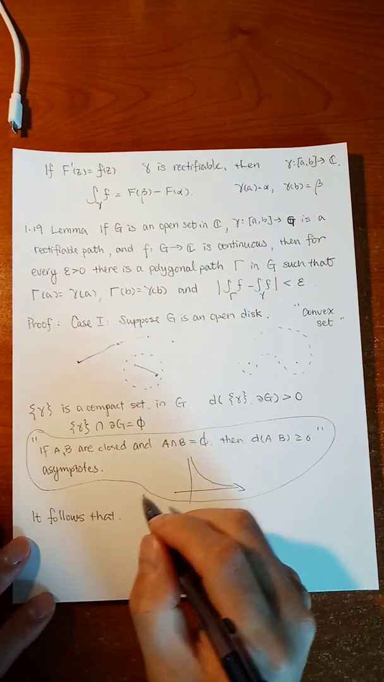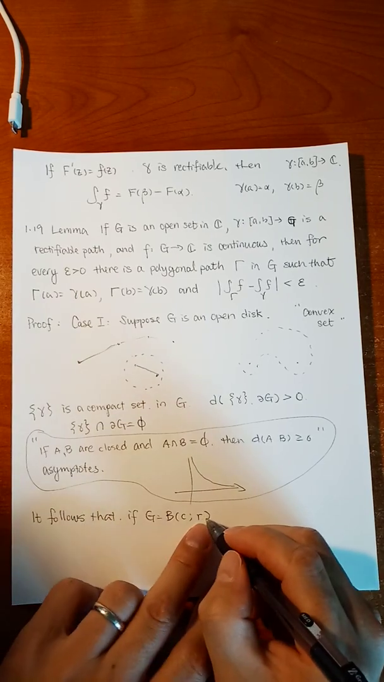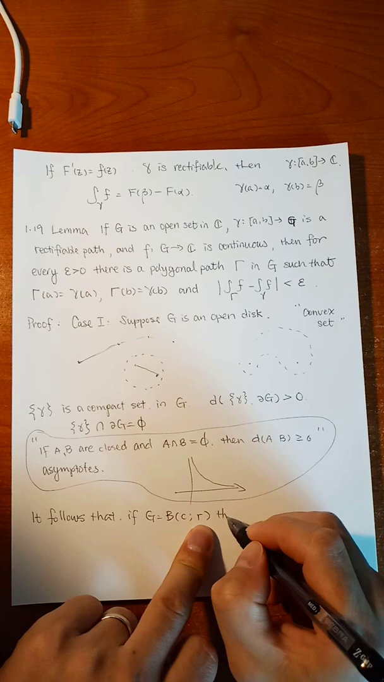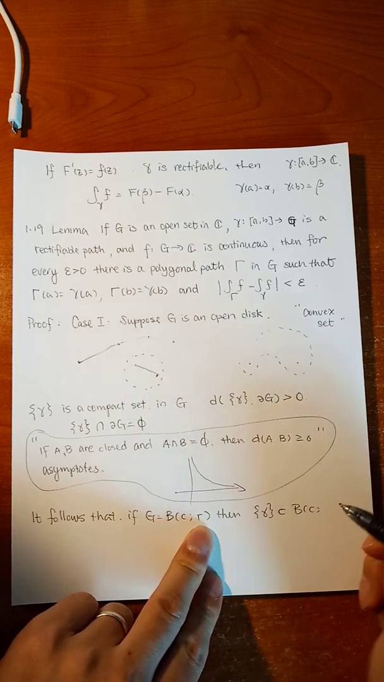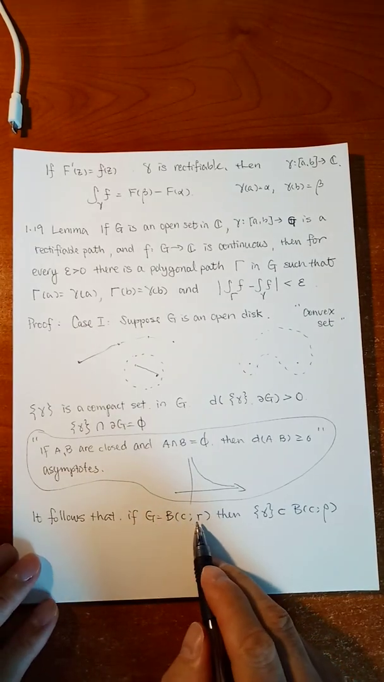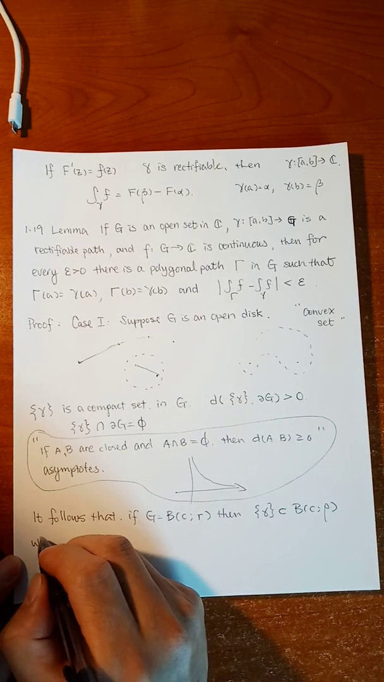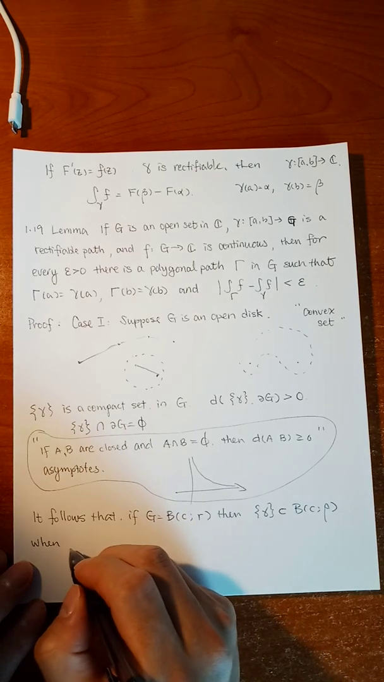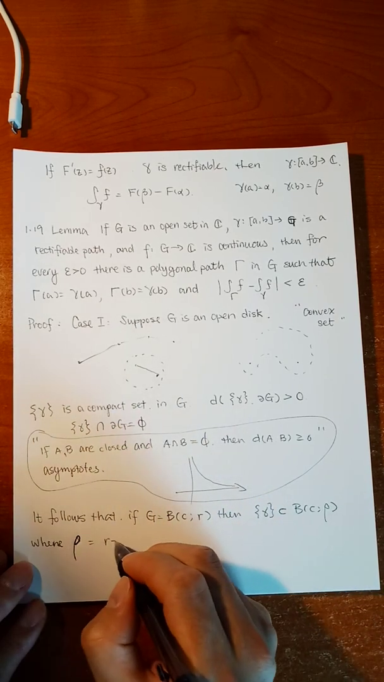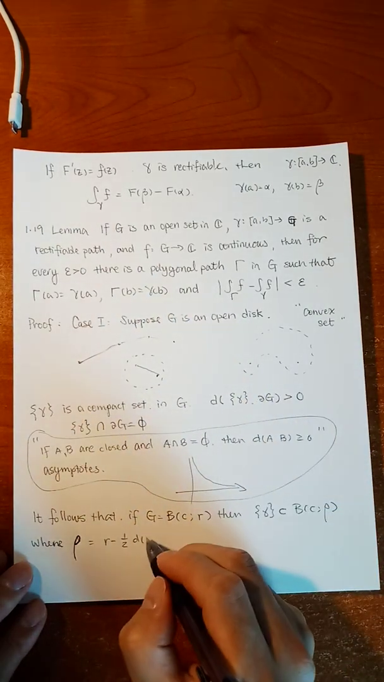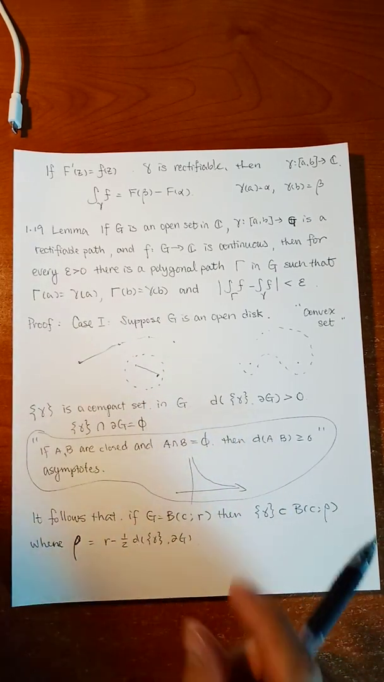if G is a slightly smaller open disk, then this trace is totally contained in the slightly smaller disk B(beta, rho), where rho is equal to this radius minus 1/2 the distance between gamma and the boundary of G. Okay, just remove a little bit of distance.